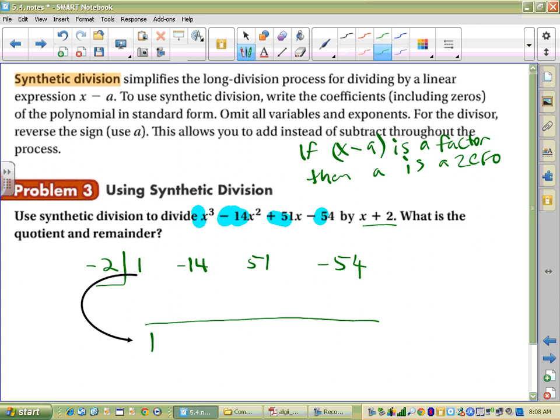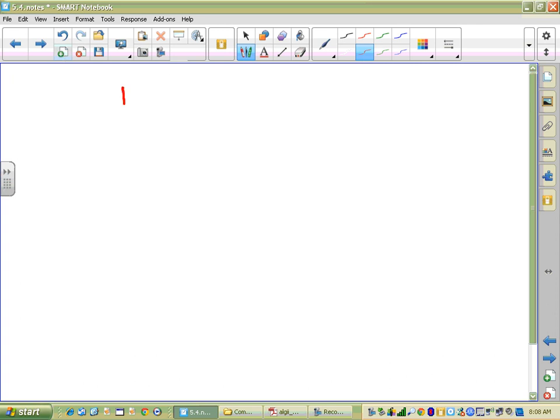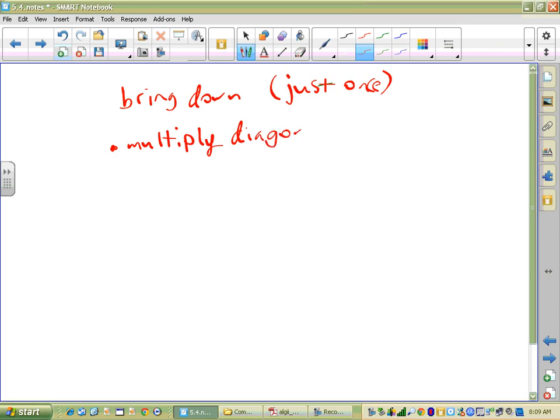Now, before I start doing this, I'll just go over the basics of synthetic division. Bring down just once. All you've got to do is bring down one time. That's it. And then what you're going to do is multiply diagonally, and you're going to add vertically. And then these two steps will be repeated.